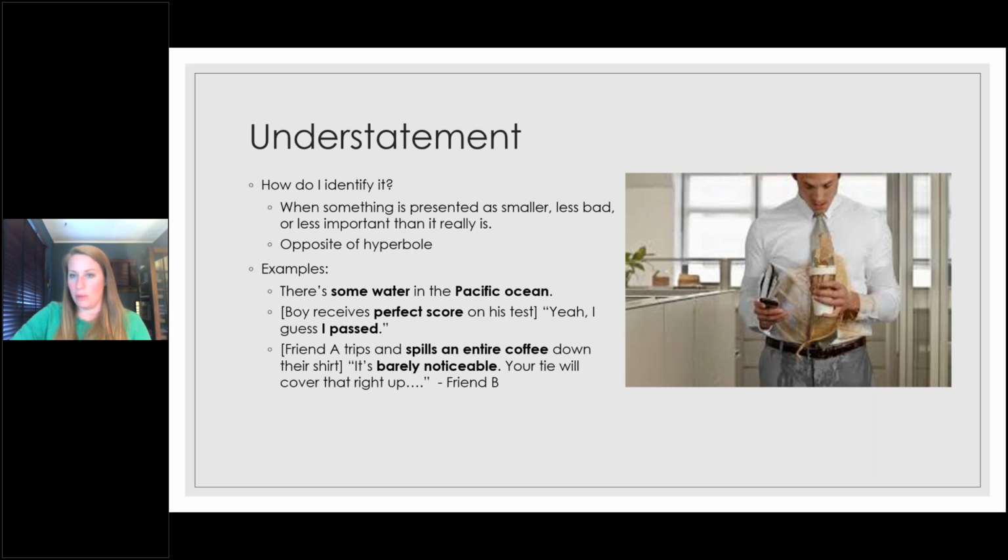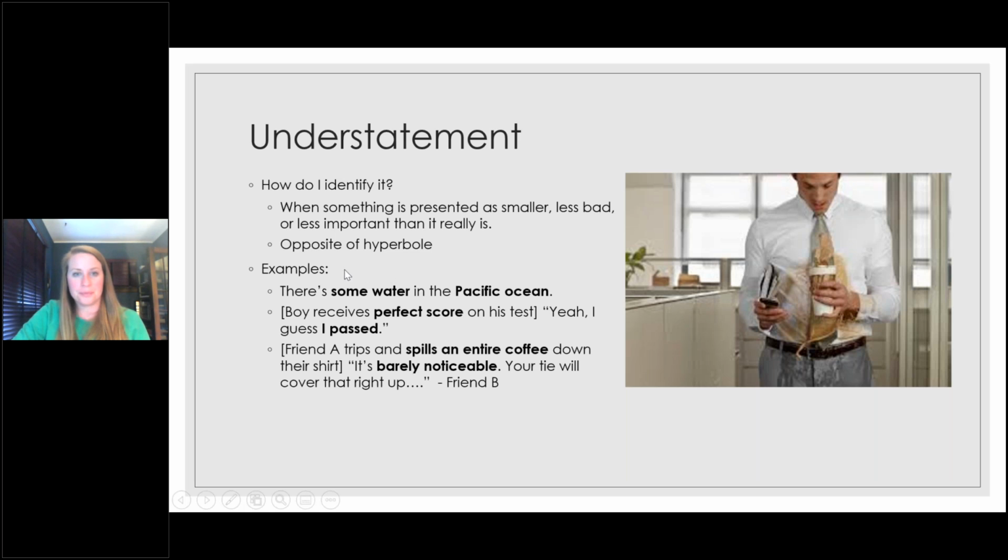And lastly, what this picture here on the slide is describing is maybe this friend trips and spills a whole coffee all down their shirt. And then their friend says to them, it's barely noticeable, your tie will cover that right up. Certainly not true. It's an entire coffee. This tie is definitely not going to cover up this mess. But the friend was kind of trying to be helpful and provide an understatement, maybe to cheer their friend up a little bit.